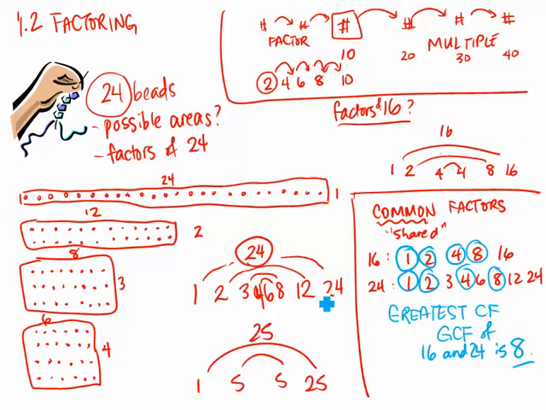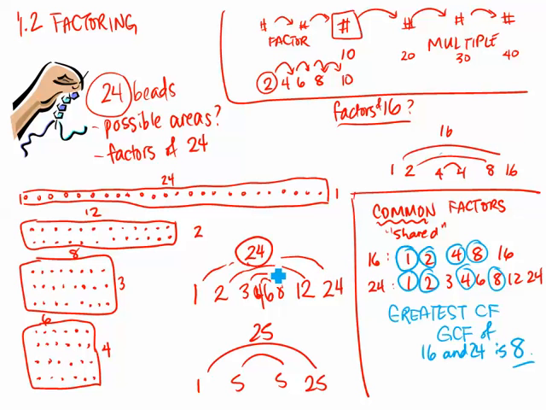So the factors of 24 are all the possible dimensions of the rectangles. So 1 and 24, 2 and 12, 3 and 8, 4 and 6. Those are all the different factors of 24. The smallest factor is always 1, and the largest factor will always be the number itself. The largest factor can never be greater than the actual original number itself.